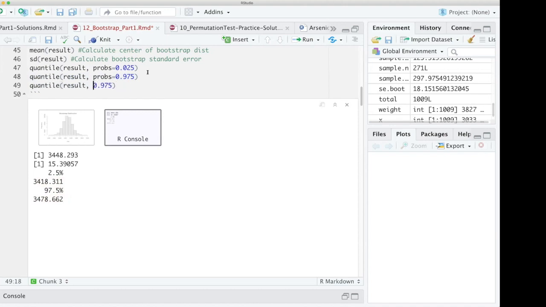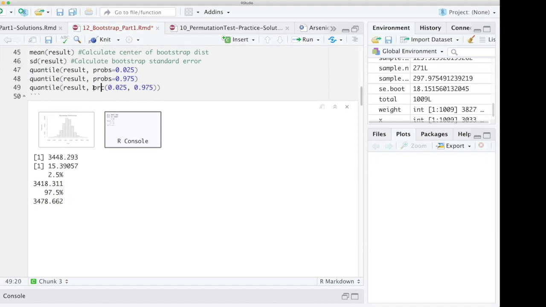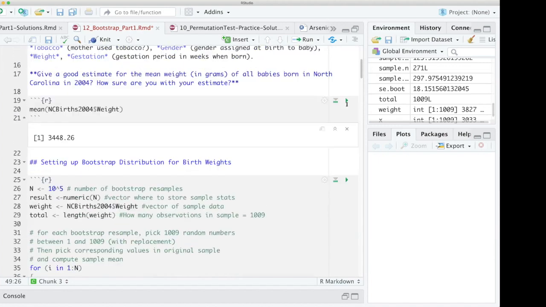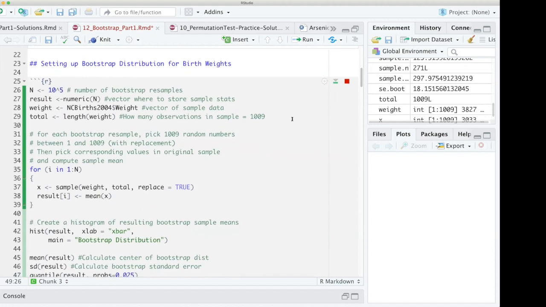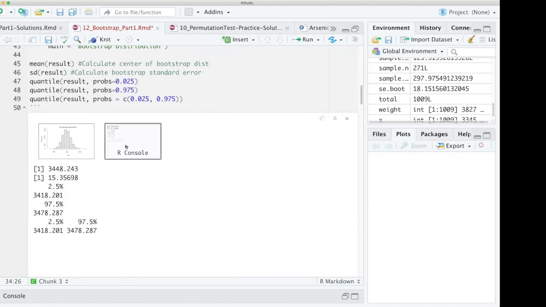And if you want to do them both at once, you can do that too, if you enter them as a vector. So that would calculate them both. I don't think I need to enter that, but that'll do the same calculation. The only difference is it outputs them both at once here.